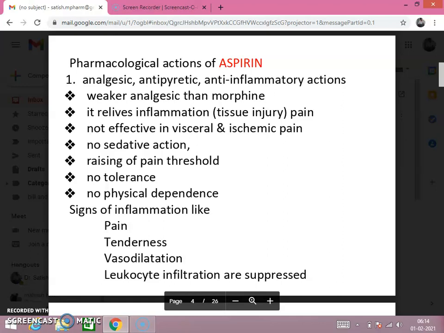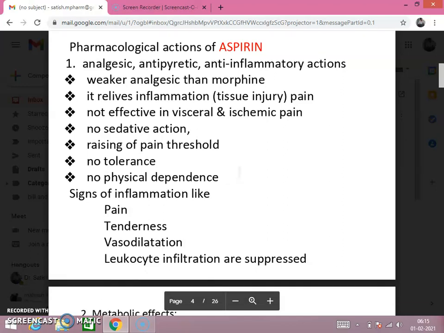Let us compare this analgesic response of aspirin with the other class of agent we discussed in the previous class, that is the centrally acting analgesics. When compared to the centrally acting analgesic morphine, aspirin is weaker in its analgesic action, but additionally it can relieve inflammatory pain and tissue injury pain, which cannot be addressed with morphine. They are not effective in visceral as well as ischemic types of pain. It does not have any sedative action. Another advantage is that it can raise the pain threshold. One more advantage, it does not cause tolerance and no physical dependence can be observed, whereas morphine had this side effect. It can also relieve the signs of inflammation like pain, tenderness, vasodilatation and leukocyte infiltration, all of which get suppressed.